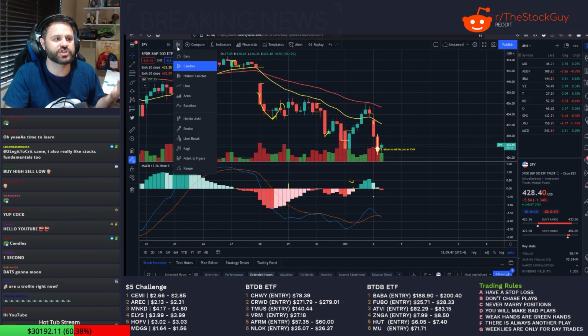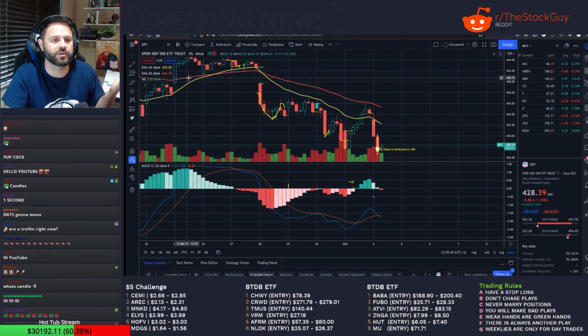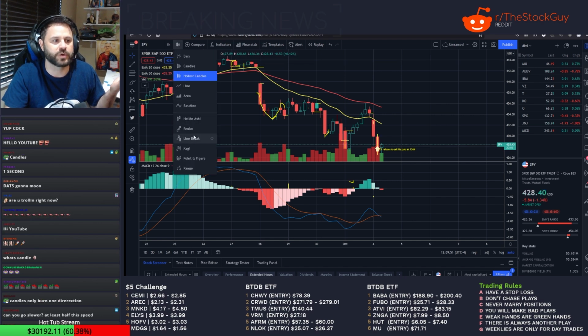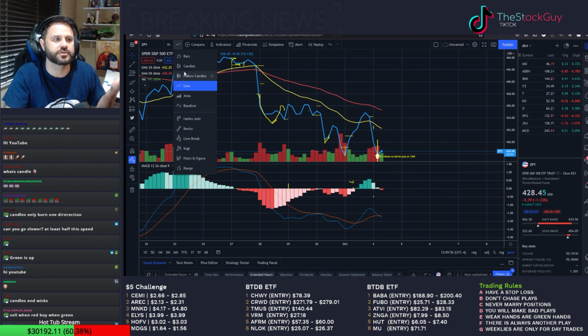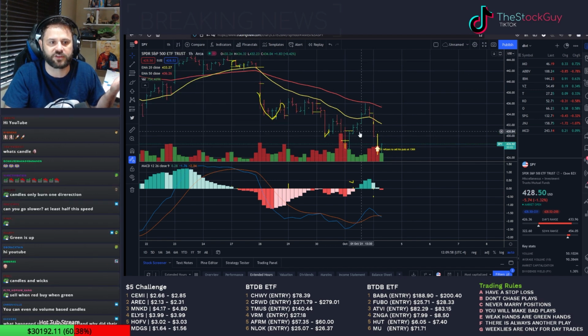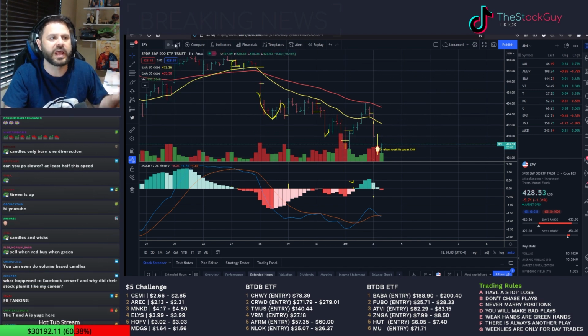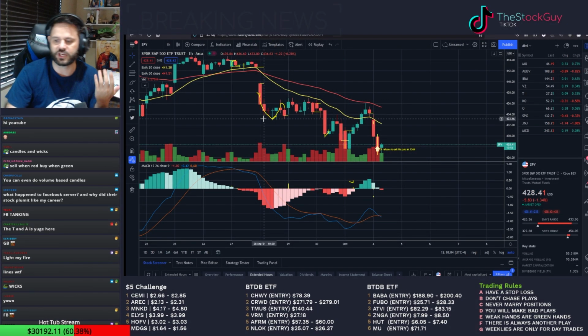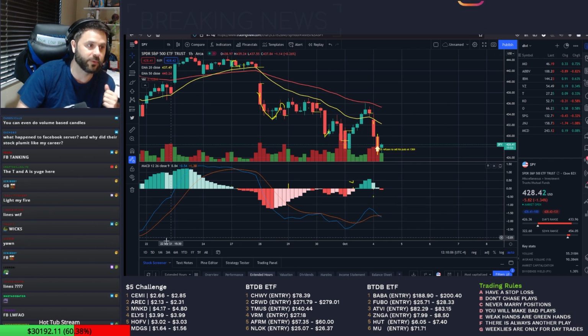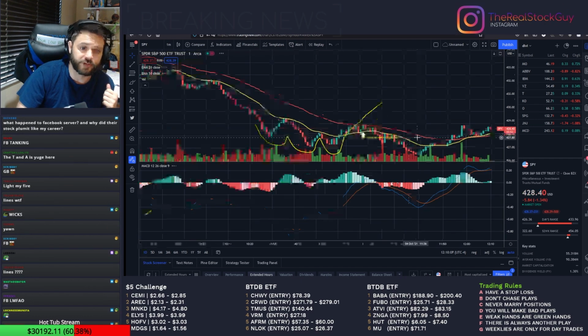You can always change this if you like it to hollow candles. You can do it to lines if you want. You can do it into bars if you want. You can get the price action where the most volume was and whatnot. I personally like to use just candles because I've been using it the most, for the longest amount of time, all right?